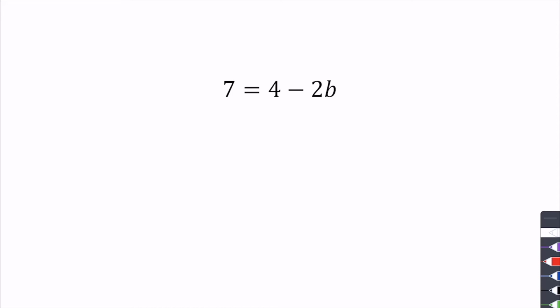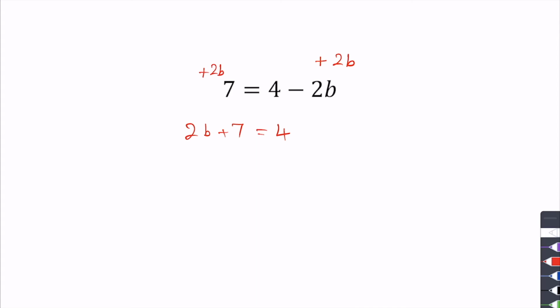Well, I want to get rid of minus 2b on the right hand side. So to get rid of that, I'm going to add 2b, because 2b minus 2b is 0. If I do that on the right, I must do it on the left. So now I'm left with 2b plus 7 is equal to 4. And now my b is a positive number, so I'm happy with that.